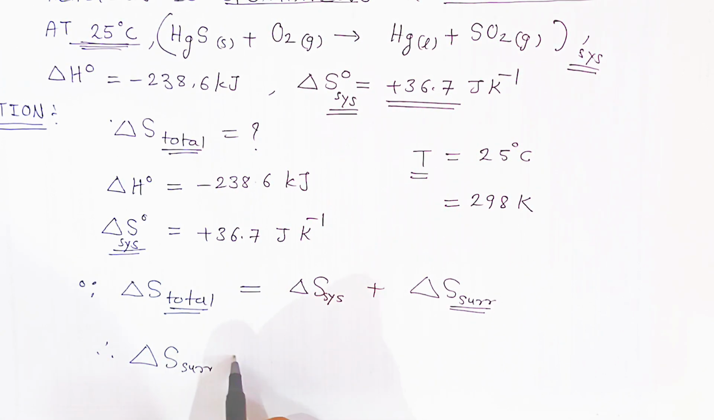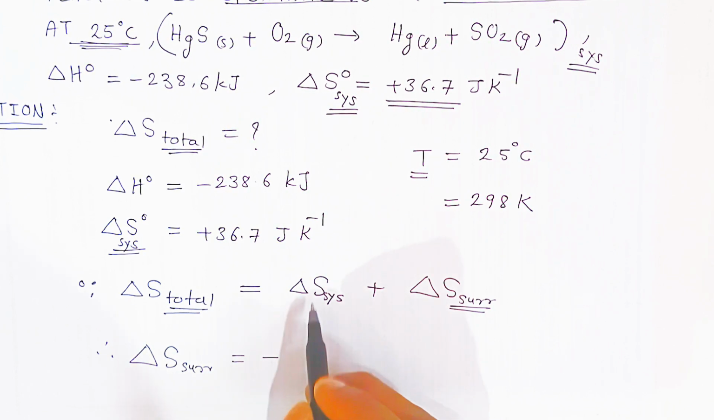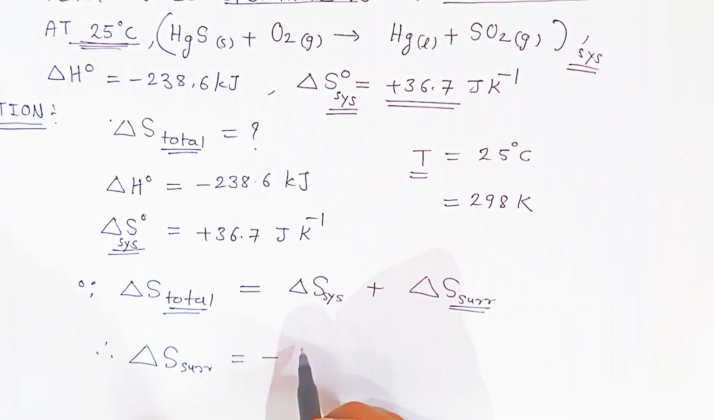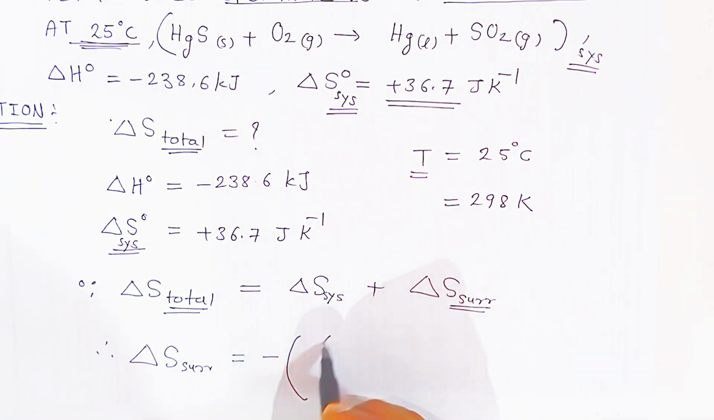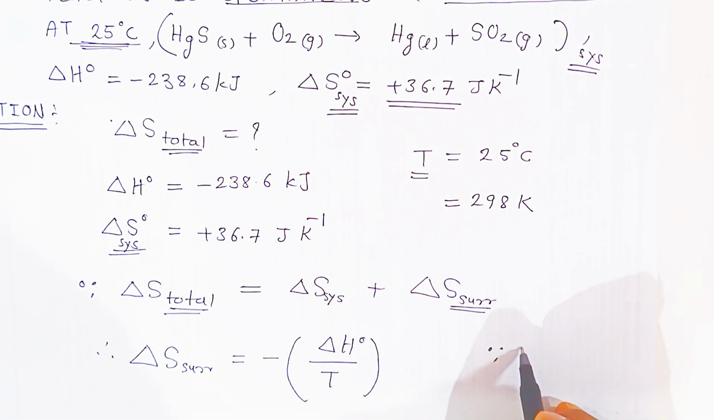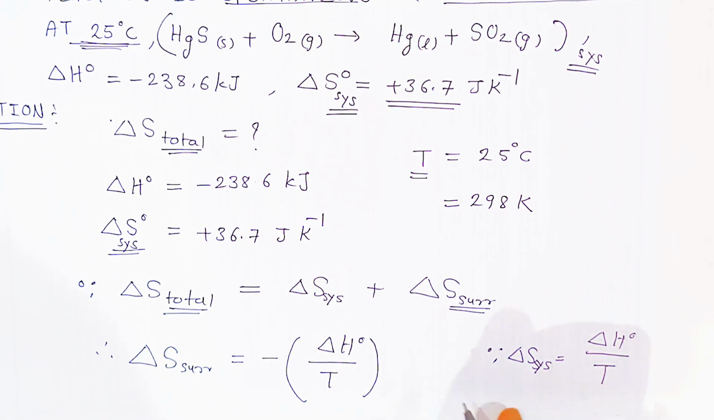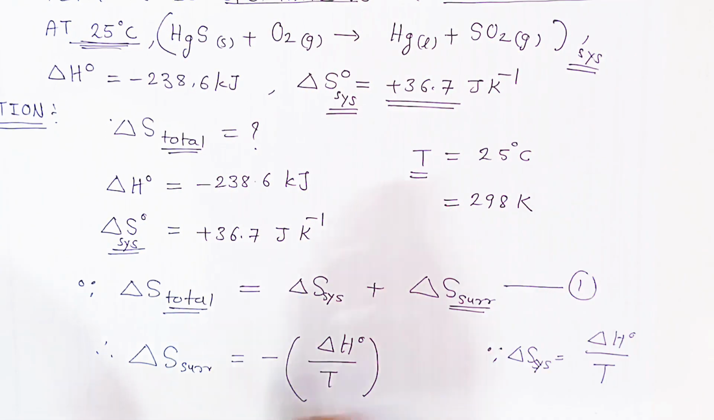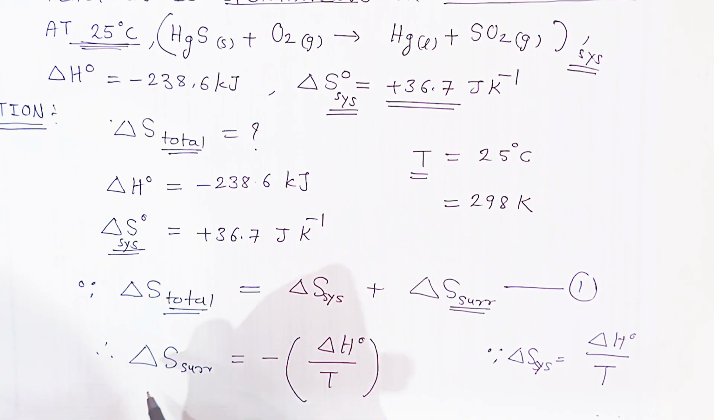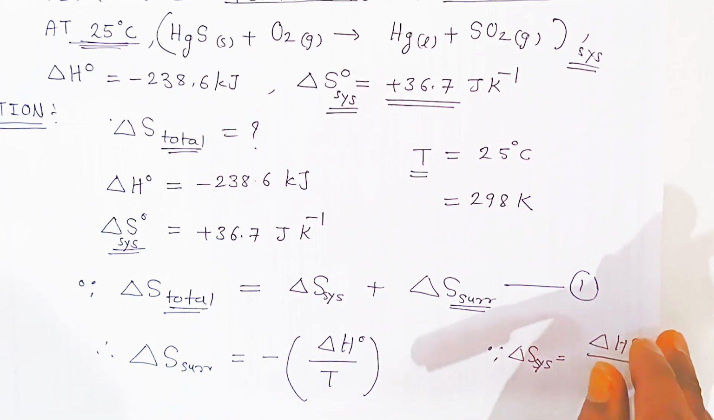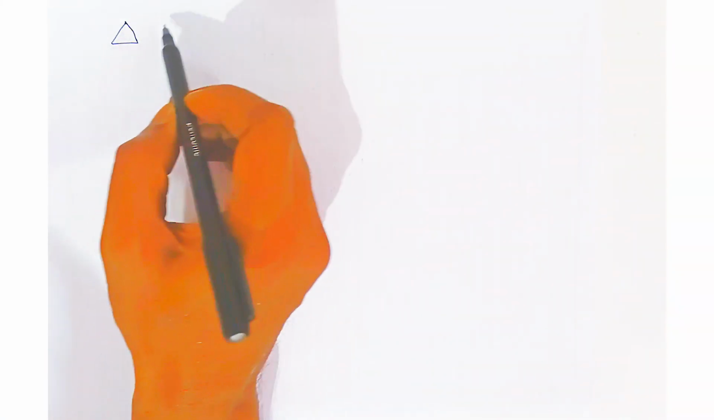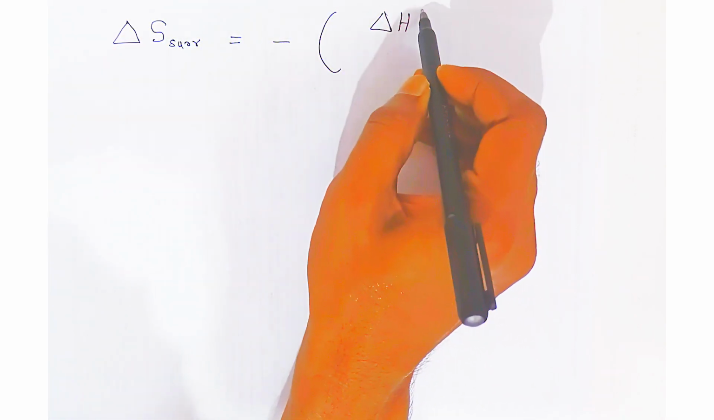The surrounding entropy is nothing but the negative of the entropy of the system. Okay students, you have to take the delta standard enthalpy divided by temperature. Since you know the entropy of the system is delta H0 upon T, the negative of it will be like this. So students, we will first calculate the surrounding entropy, put it in equation number 1, and you will get the total entropy. Therefore the surrounding entropy is equal to negative of delta H0 upon T.